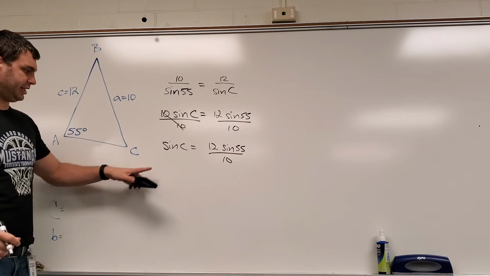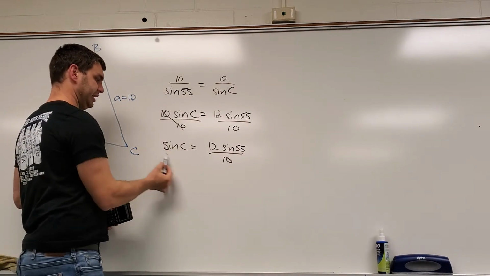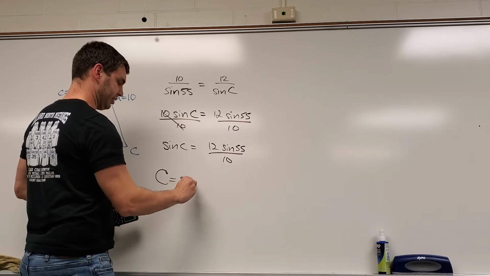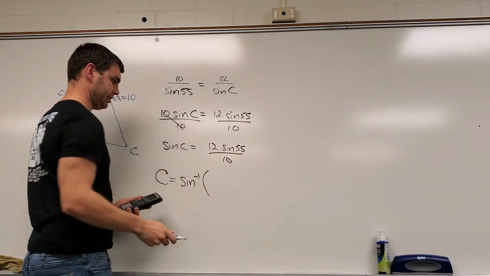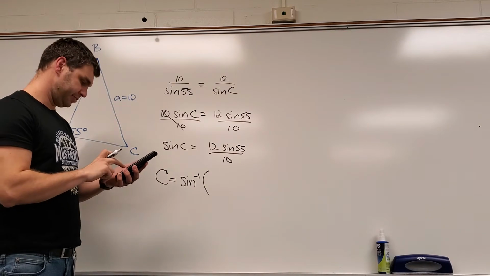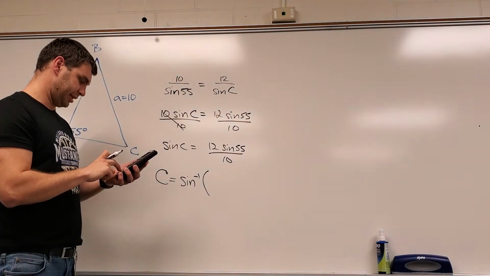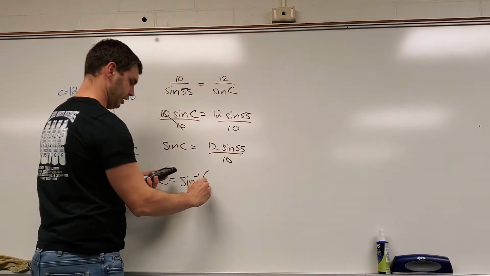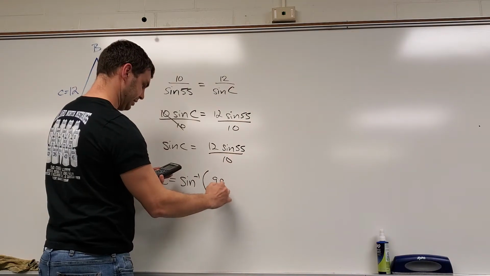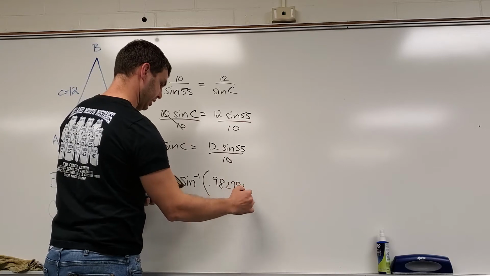Now when I'm finding angle C, I have to use the inverse sine to get C by itself. So C equals the inverse sine of whatever this is. Let me find this first, and then we can put in an exact amount. That's 12 sine of 55, close parentheses, divide by 10. So we get 0.982982, and it goes on forever.